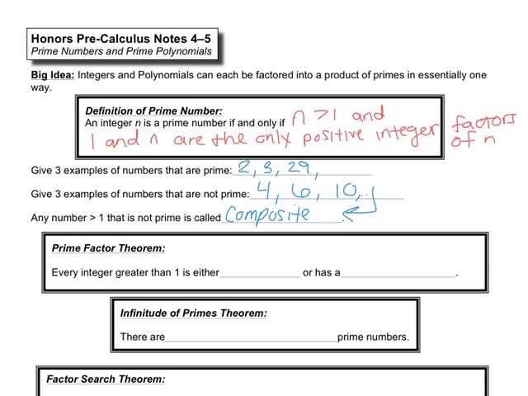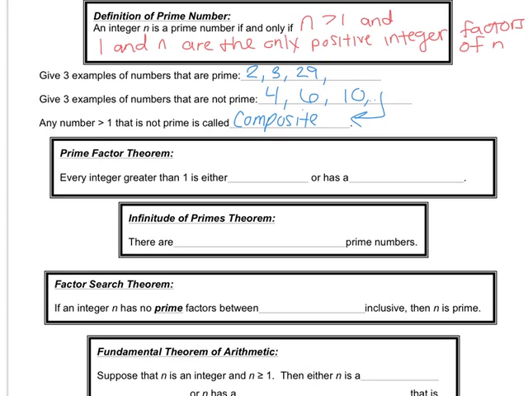And the prime factor theorem says that every integer greater than 1 is either prime, and if it's not prime, obviously it's composite, but if it is composite, then it has a prime factor. So every integer greater than 1 is either prime or it has a prime factor. For example, 10. It's not prime, but it does have prime factors of 2 and 5. So every number can be described in that way, either prime or contains prime factors.